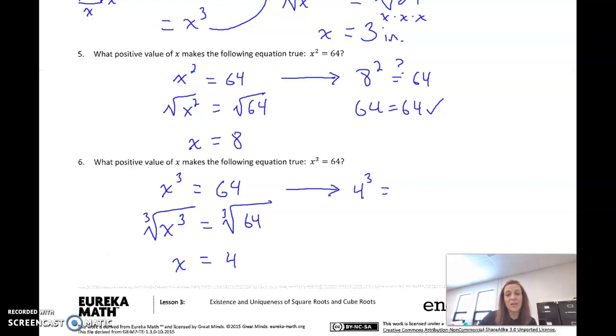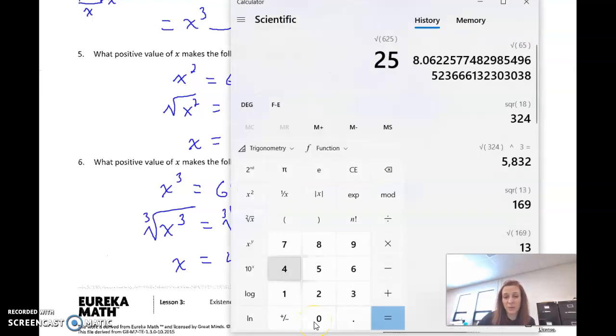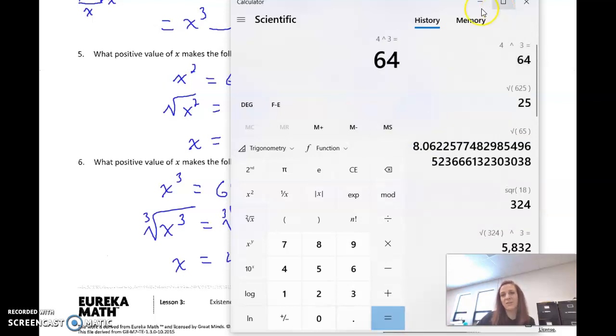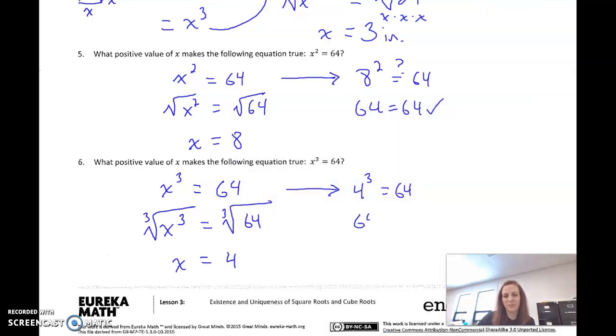Okay, but you can always check it. So if you're in the situation I am where I can't necessarily show you exactly on a calculator how to do it, you could always check it. I think it's 4. Well, then you go 4 to the third power in your calculator, 4 raised to the third, right? And you get 64. So I know I'm right.